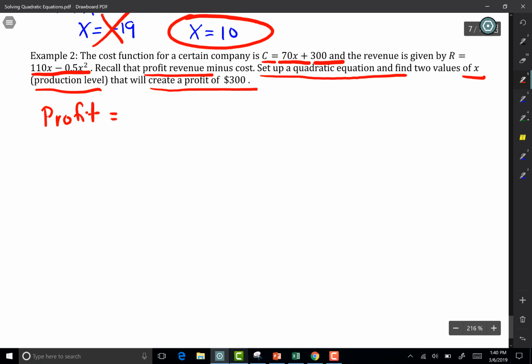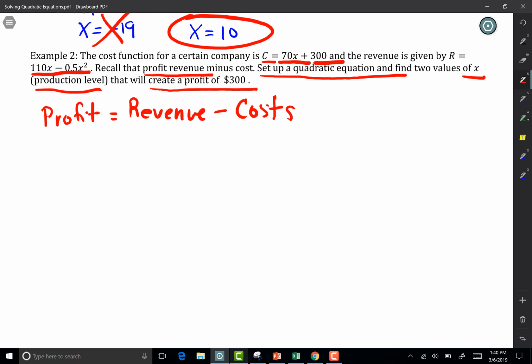Now remember that profit is going to be however much money you take in, which is your revenue, and you're going to subtract off any costs that you have. And whatever's left over when you subtract off the cost, that's going to be your profit, how much money you're going to make.